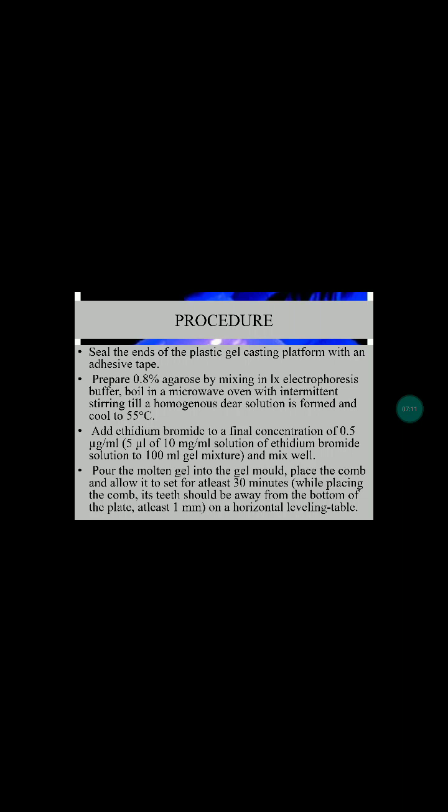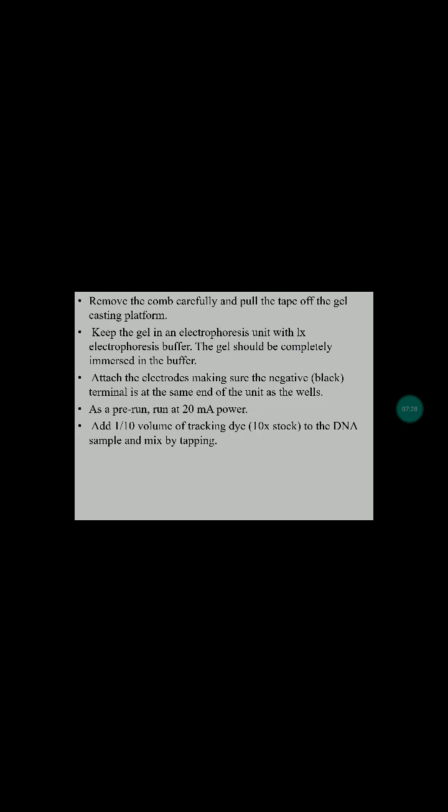Pour the molten gel into the gel mold. Place the comb and allow it to set for at least 30 minutes on a horizontal level. While placing the comb, its teeth should be at least 1 millimeter away from the bottom of the plate. Remove the comb carefully and pull the tape off the gel casting platform.